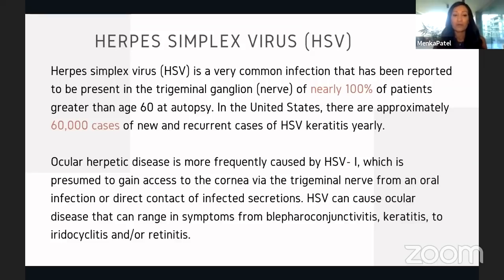What we do know about herpes simplex is actually they found it in nearly 100% of the patients that were over the age of 60 on autopsy. So it's pretty prevalent, and we do actually see several cases of this every year. I would say within my practice every week I probably have about one patient, if not more. And it tends to be seasonal, and we haven't really figured that out yet. But I would say that herpes simplex is always on my mind in a patient who may have unilateral symptoms.